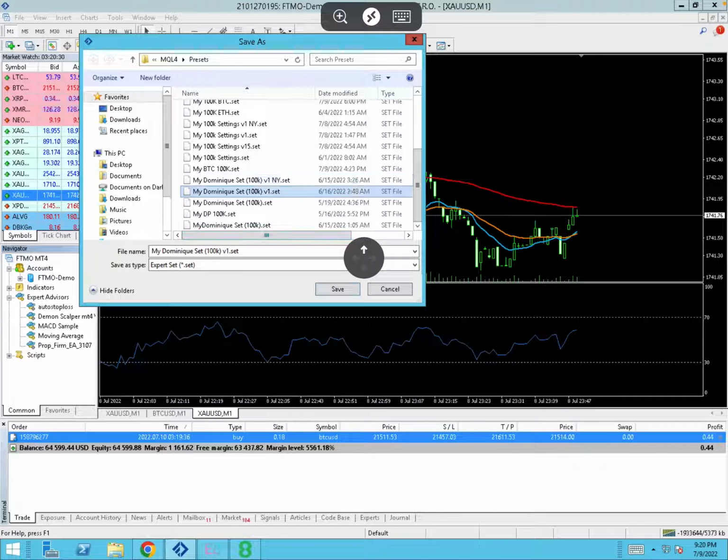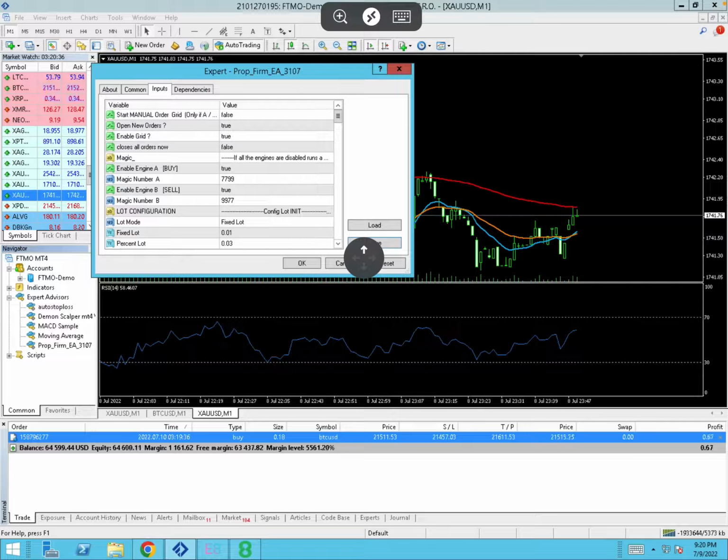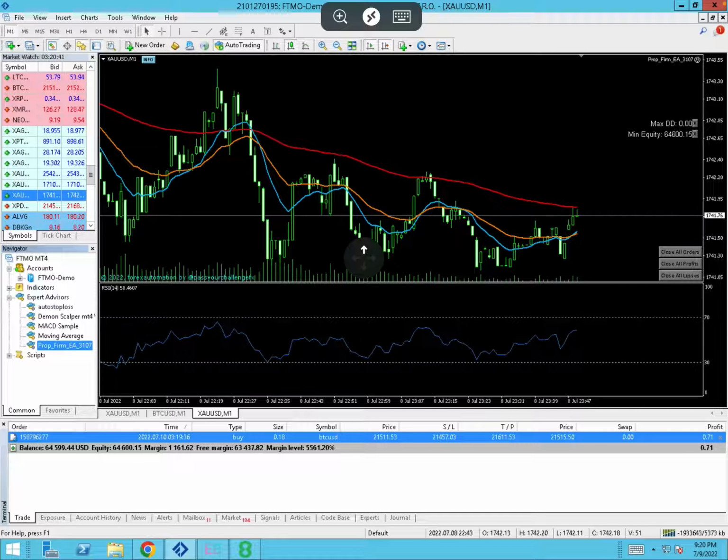Okay, so we'll go here. Oh, no. Up here. Save. Okay. Now, I'm doing this on a Saturday, so you're not going to see any movement. But you should have that on your chart so that it's always there.